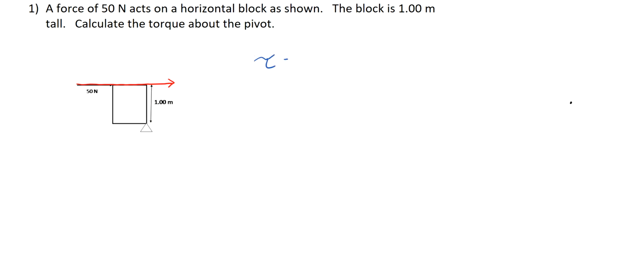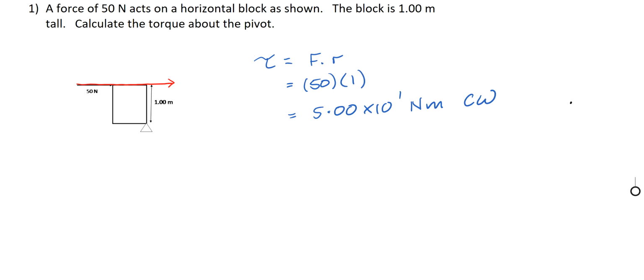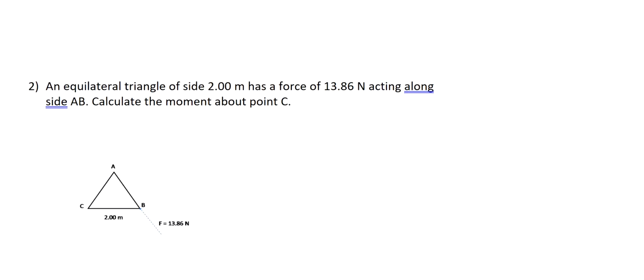So we have that torque is equal to F times R, and F is 50 times 1 metre to give me 50 newton metres. So 5.00 times 10 to the 1 newton metres. We can see that the block would be shifting from left to right, and so therefore it would be a clockwise moment. Let's consider our second example.